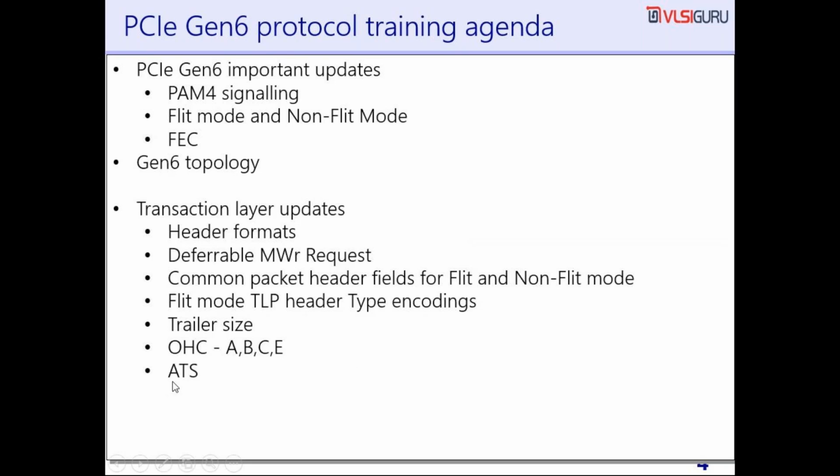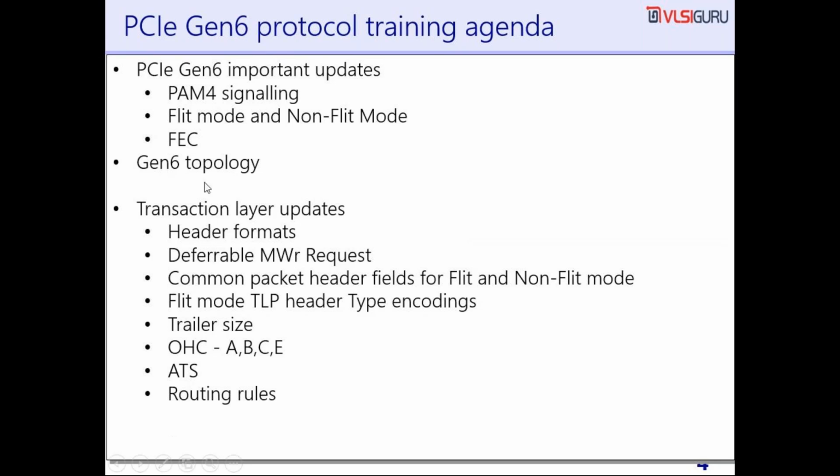We'll also understand address translation services. I mean, how the device or the function uses the address translation services to translate the virtual address to physical address and update in its cache, and also address invalidation request. I mean, anytime some page table update happens, how the invalidation happens, all those will be understood as part of address translation services. Then also we'll understand routing rules. I mean, how they have changed.